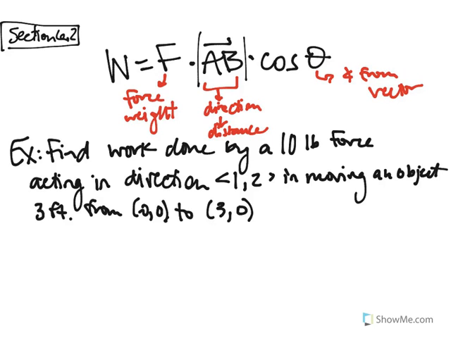In this case, the example that we have, we're going to do just one example so you have one to look at when you look at other ones. It says find work done by a 10-pound force acting in direction <1, 2> in moving an object 3 feet from (0, 0) to (3, 1). So 3 is the distance that we're moving it.